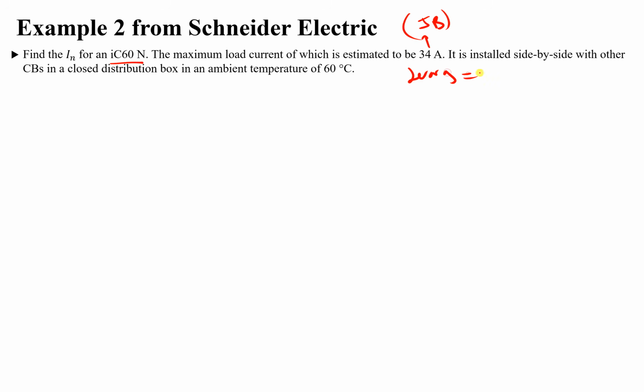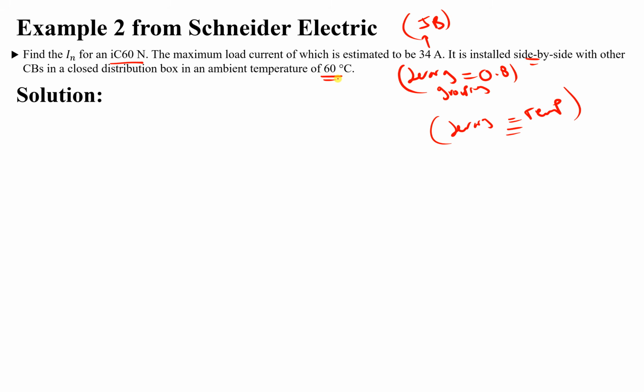For grouping, we said that if we don't have it, we will assume 0.8. This is for grouping since they are installed side by side. Second condition, we need a derating factor for temperature because our breaker is in a 60 Celsius degree environment. Okay, so how are we gonna do this?